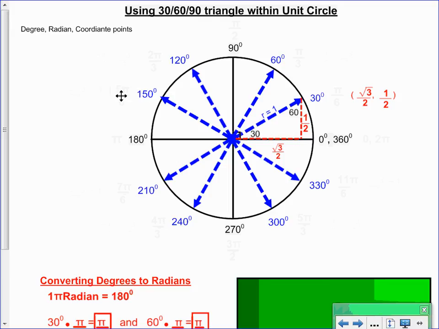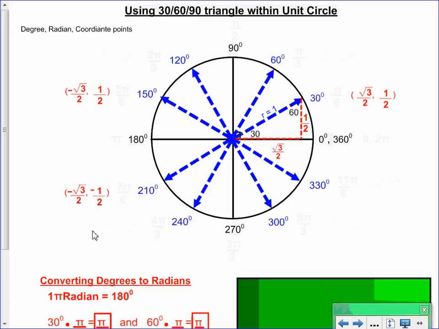150, exactly. Since 150 is on this side, it's going to be negative √3 over 2 instead of just √3 over 2. If you're still not sure what we're looking at, it's 30 degrees away from the x-axis. So this angle right here is 30 degrees away. What other angle is 30 degrees away from the x-axis? 210. Definitely 210. And this time again, both of them are negative.